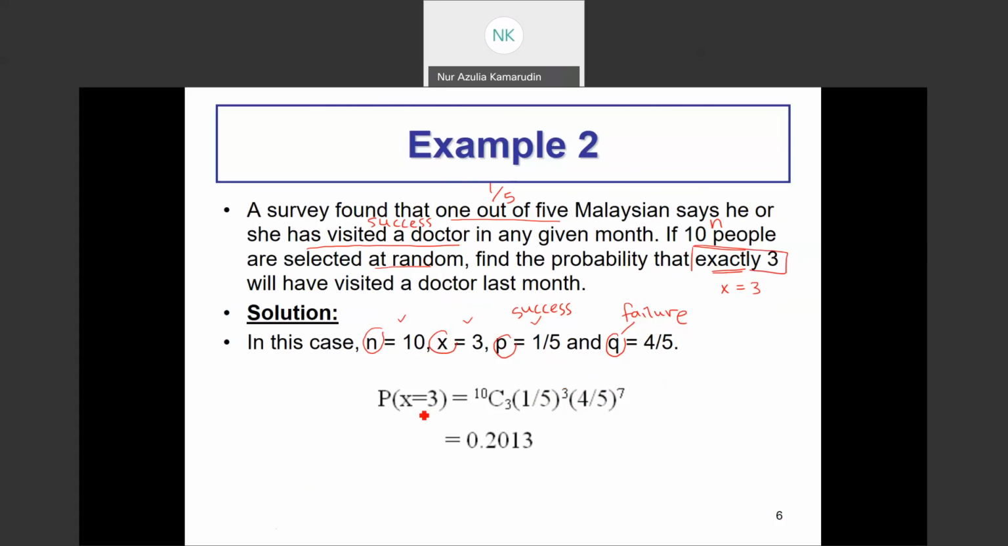So again, you substitute. Look back, you want to find the probability that exactly 3, so your x equals 3. Substitute into the formula, then you get the probability when exactly 3 people visited a doctor, that is 0.201.